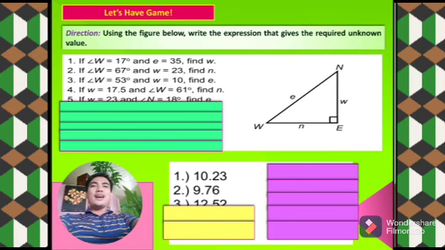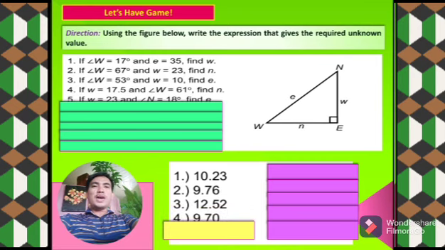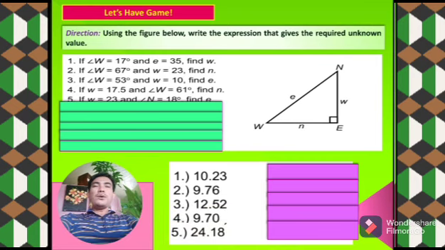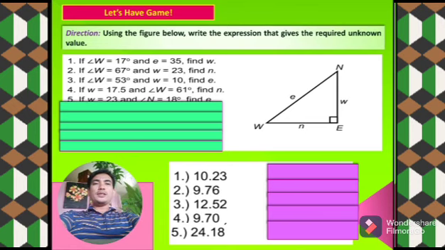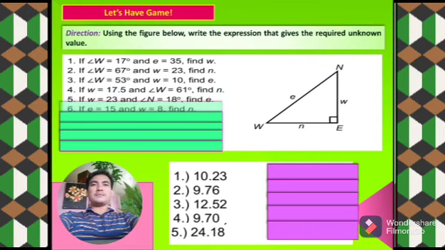Okay, the answers are 9.70 for number 4 and 24.18 for number 5. Congratulations! Now let's proceed to number 6. If side E is equal to 15 and side W is equal to 8, find side N. Go!